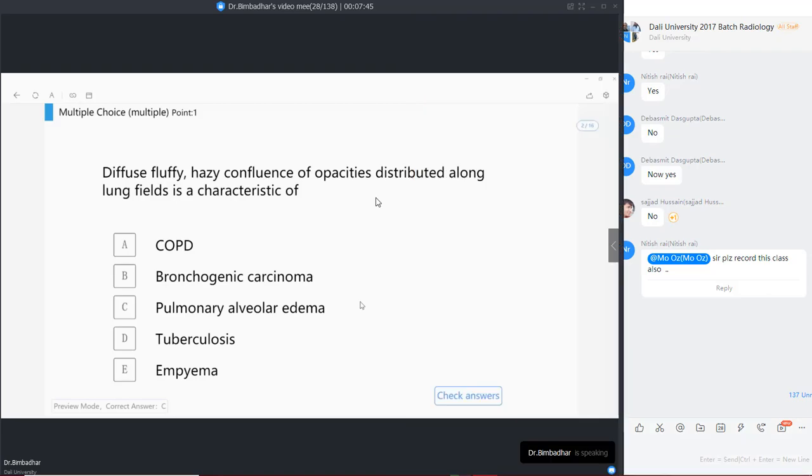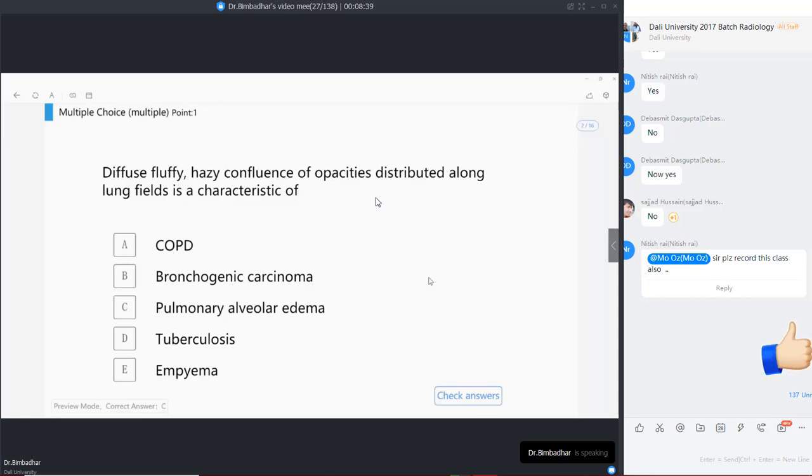Okay, the second question here: we have got diffuse, fluffy, hazy confluent opacities distributed along the lung fields. Here you see, this is technically a little bit of a tricky question. We need to know how exactly we are going to differentiate the answers that have been given here. First thing, diffuse in the sense it is going to appear in both the lung fields, fluffy in the sense they look like cotton balls, hazy, they do not have well-demarcated borders, confluent, they are occurring as groups, and present all over the lung fields.